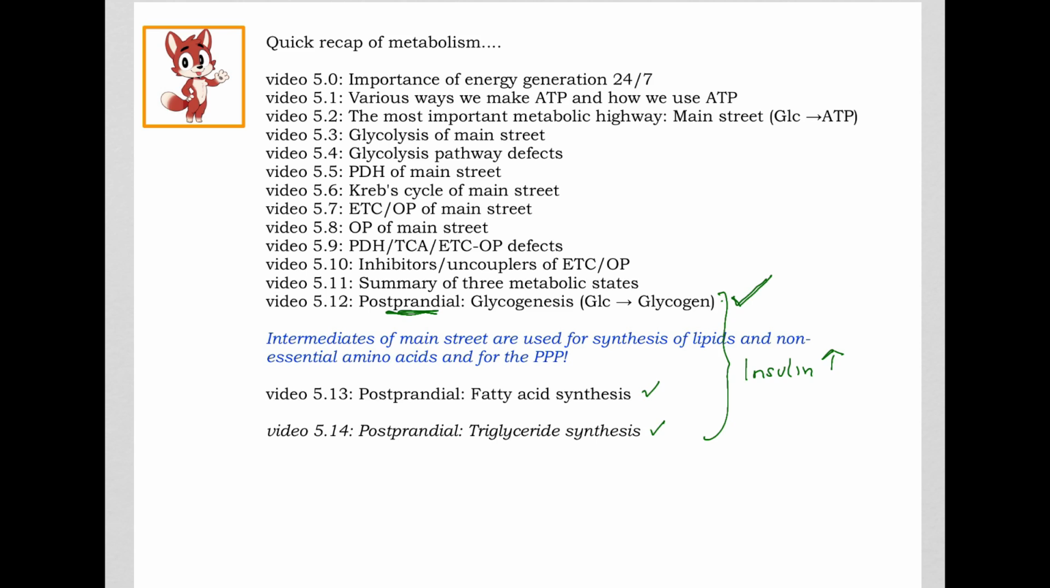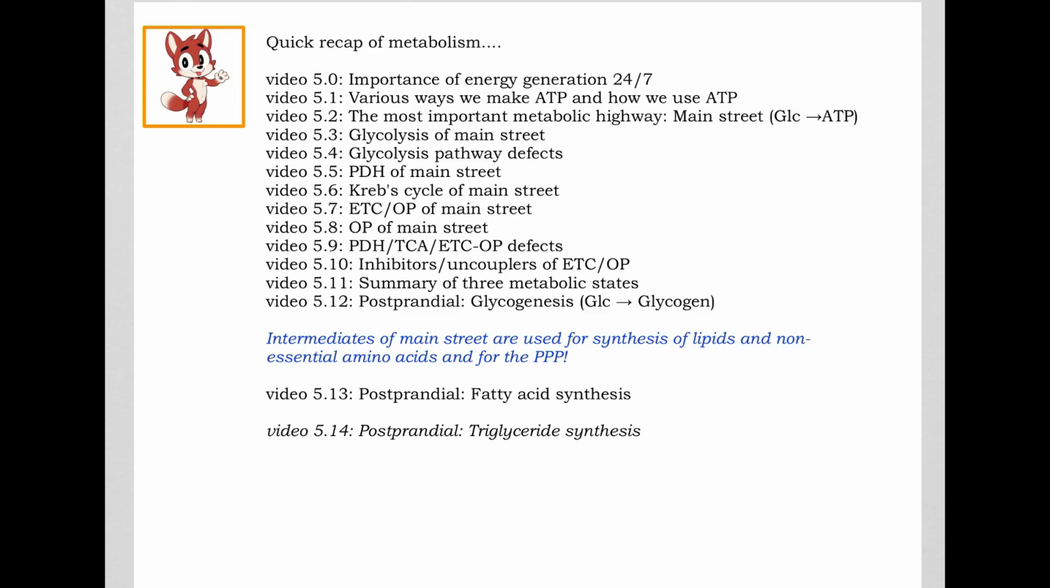So most of the synthesis pathways that we see happening in the body happen postprandially because insulin stimulates them. The one pathway that it does not stimulate is glucose synthesis, which is called gluconeogenesis. And we'll talk about that in future videos.